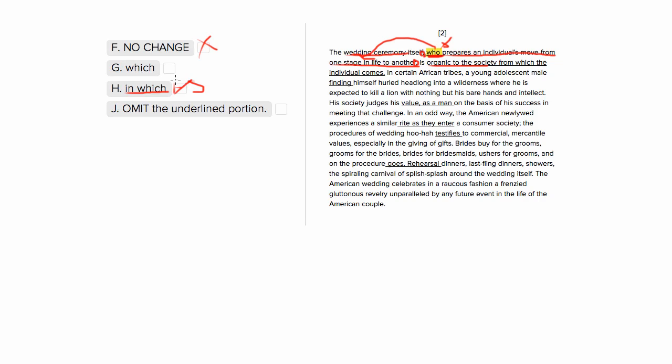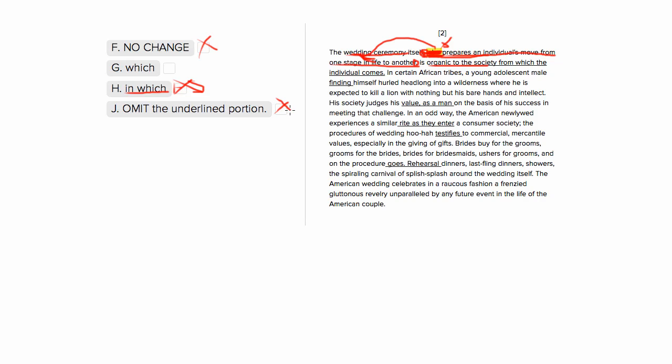What if we were to just take out this pronoun altogether, so we have nothing here? That's not going to work either, because if we don't have anything to connect it, there's no way to connect this descriptive clause back to the wedding ceremony. It'll say "the wedding ceremony itself prepares an individual's move, is organic to the society from which the individual comes." That's not a correct way to speak, because it does not allow this descriptive clause to connect back to the wedding ceremony. So that's also going to be bad.